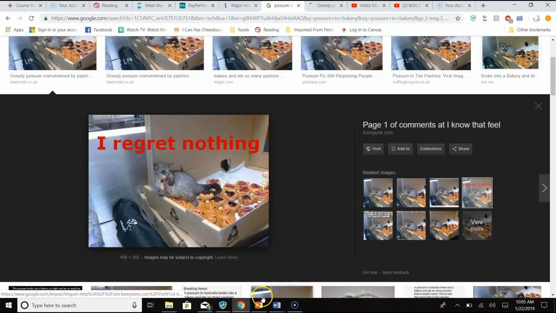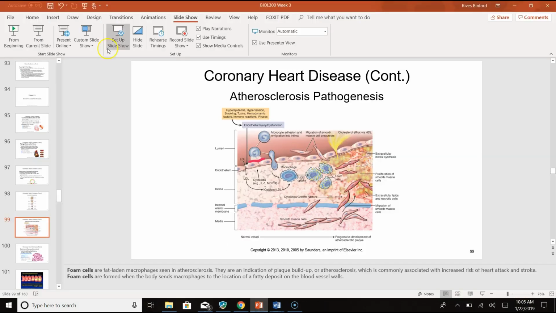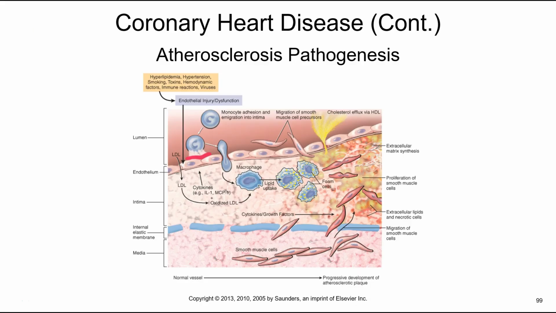This fat, chubby possum right here is like a metaphor for our macrophages in coronary heart disease. So it broke into the bakery, it ate all of the fat sweets, and it got too fat to move. Once that macrophage consumes too many lipids in the lining of the blood vessel, it gets too fat to move. Literally, it becomes part of the plaque. So just like that possum couldn't get out of the store, your macrophages become foam cells and they can't get out of the plaque. And they actually end up building into the plaque and the blockage.